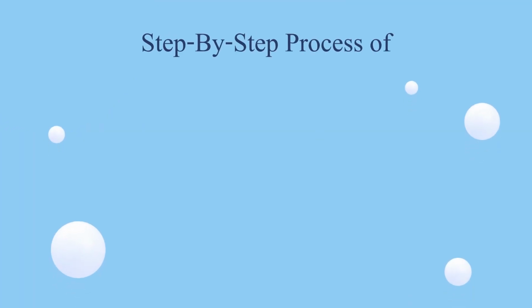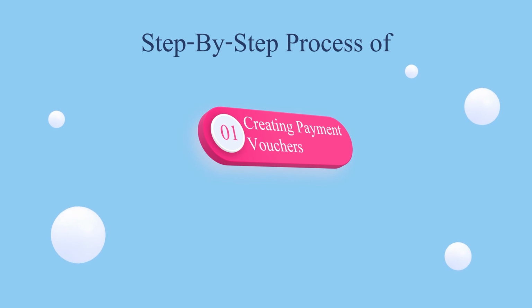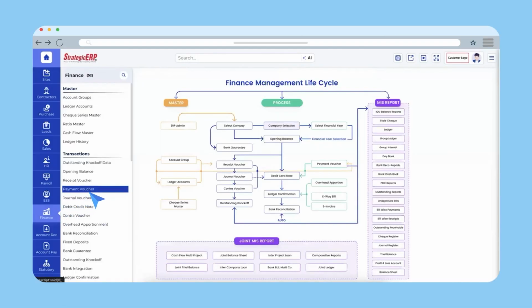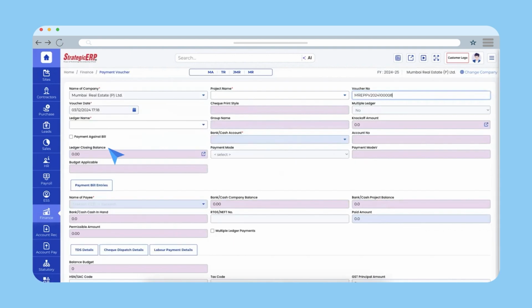Let us understand the step-by-step process of creating payment vouchers in Strategic ERP. In Payment Voucher, under Finance module, select the name of company and project name. Select the voucher date on which the payment is being made.